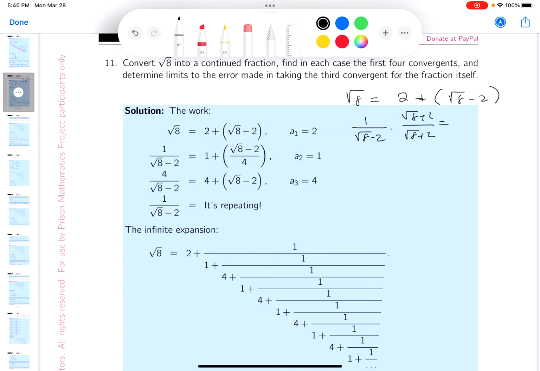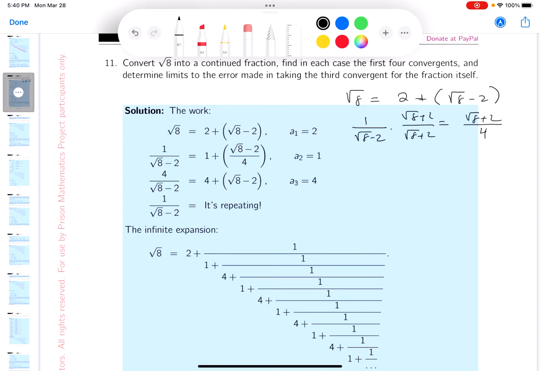And what does that give us on the bottom? It's kind of a nightmarish number, but let's see. You get 8 minus 4, which is 4. And on top, you would get root 8 plus 2. All right? And let's take a look at that. I'm going to be careful about this, too. This is more difficult than the other problems.